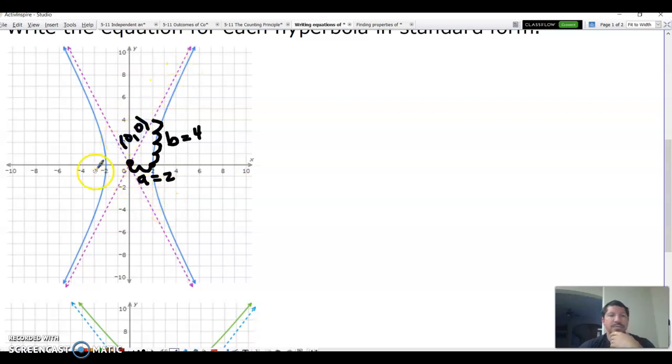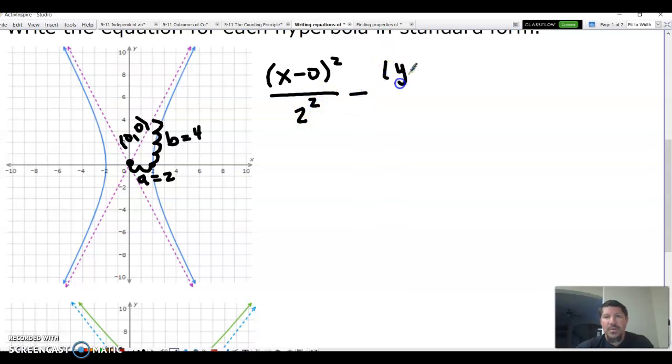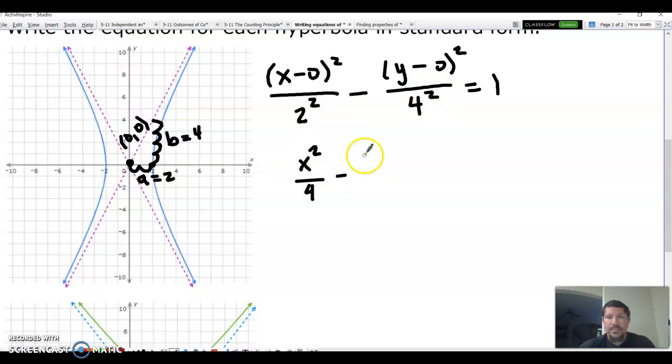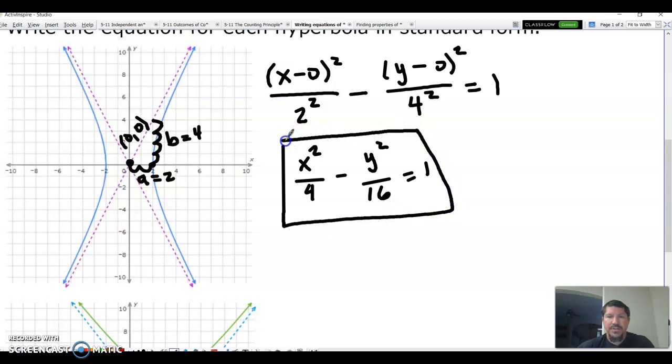And this is opening right and left, so that means x is going to come first. So this is going to be x minus 0 squared over 2 squared minus y minus 0 squared over 4 squared equals 1. So when we simplify, this becomes x squared over 4 minus y squared over 16 equals 1. And there's your equation.